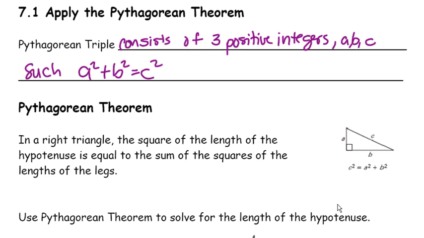Okay, let's talk really fast about the Pythagorean theorem. You should already know it, and it simply states that in a right triangle, the square of the length of the hypotenuse is equal to the sum of the squares of the lengths of the legs. In other words, c squared equals a squared plus b squared, and c has to be the hypotenuse, which is the longest side, the side opposite the right angle.